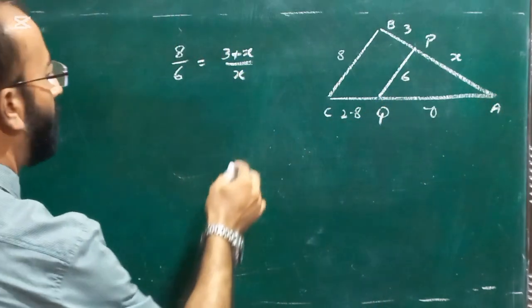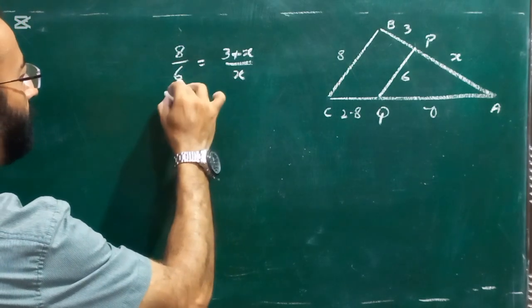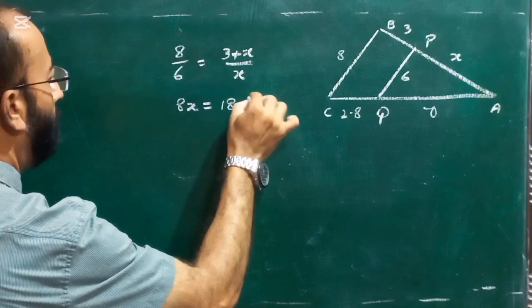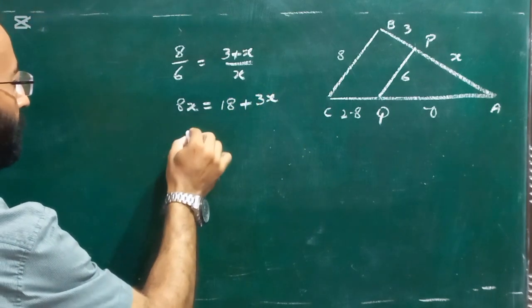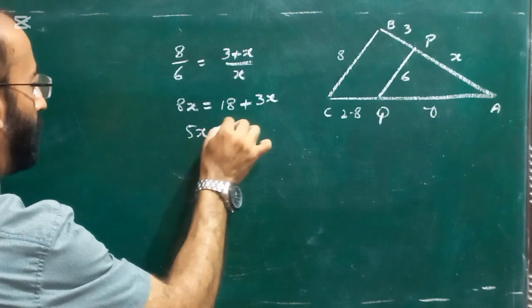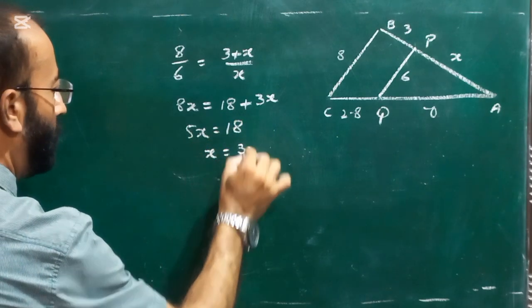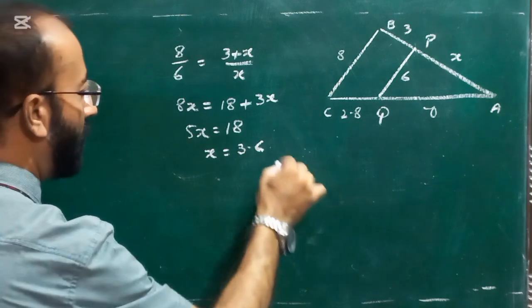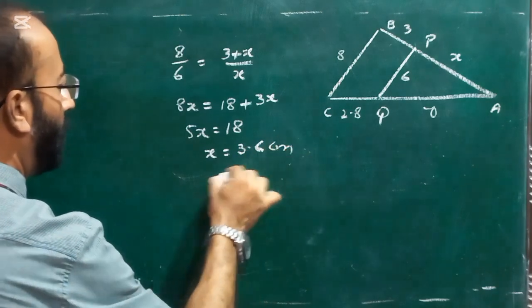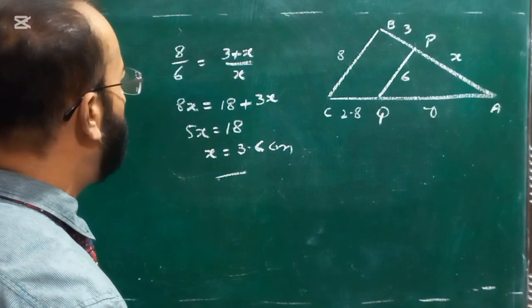So from here, cross multiply the values. So it will become 8x is equal to 18 plus 3x. 3x will be subtracted from this. So 5x will be equal to 18. And from here, x is 3.6. And all units are given in centimeters. So this is the value of x that is solved.